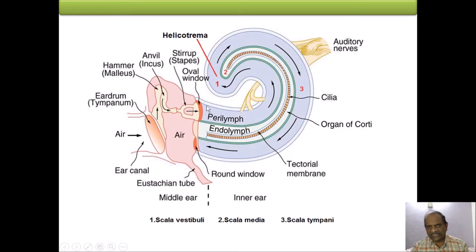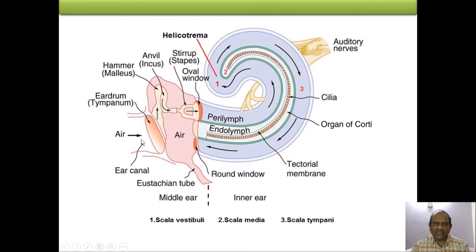Now you will understand that this cochlea is attached to the wall of the labyrinth, or the medial wall, which I have mentioned. It consists of two windows. This is what we call the oval window, and the lower one is called the round window.